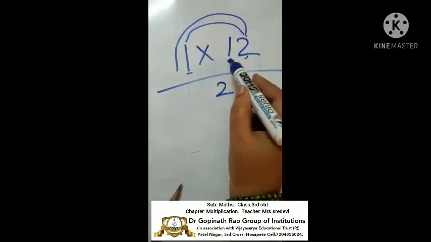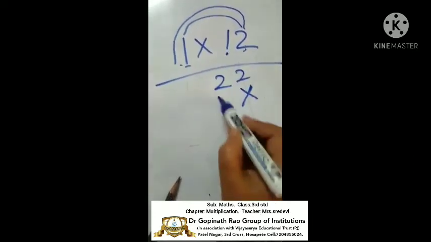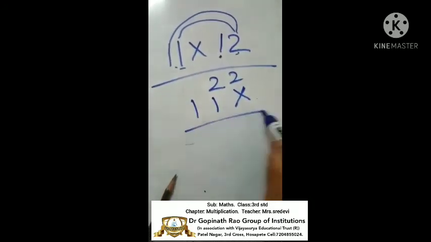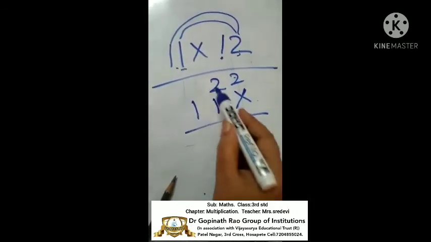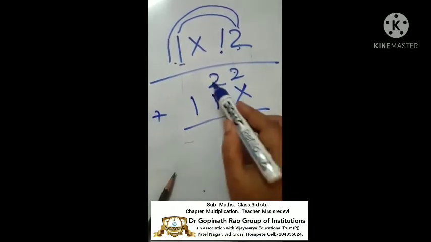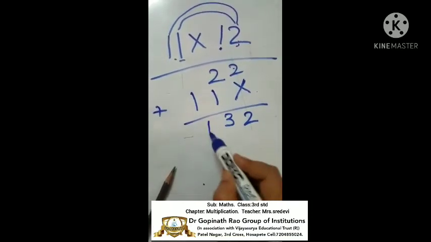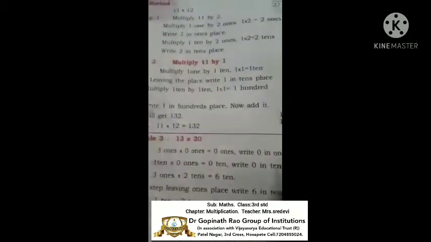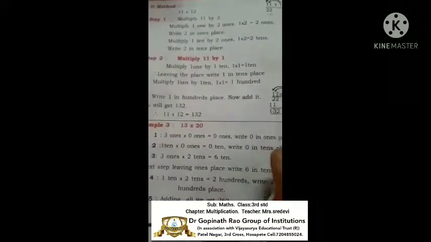Now we will start with the tens place. 1 1s are 1. 1 1s are 1. So the answer is 2. 2 plus 1 we have to add here. 2 plus 1 is 3. So the answer is 132. See, this way the answer is 132.